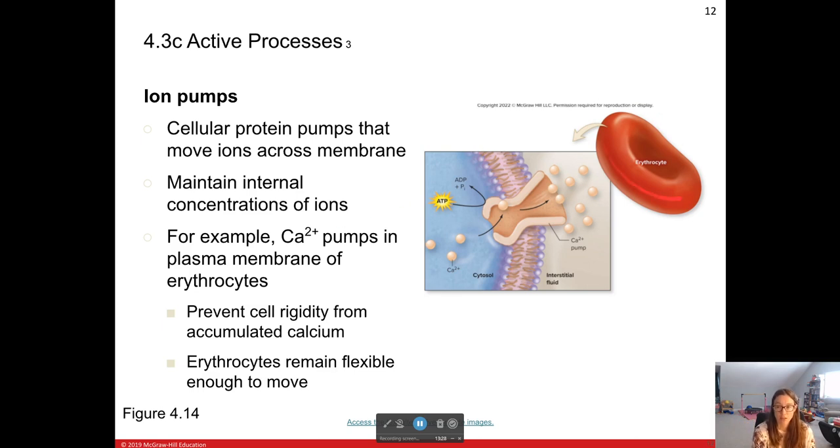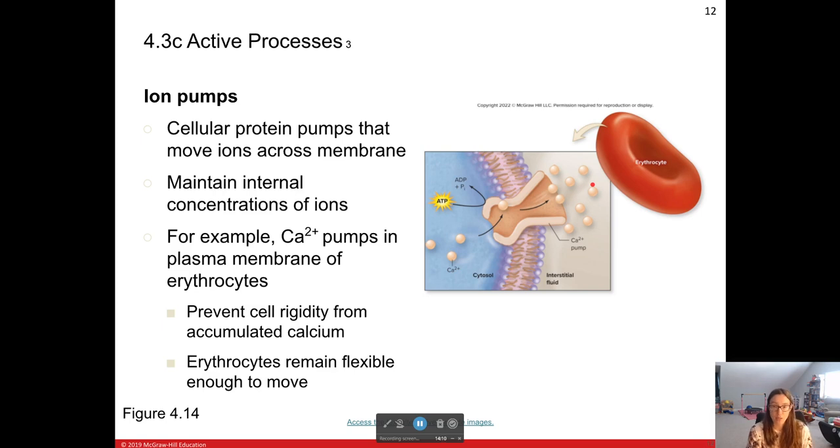For example, this is a red blood cell and this is a calcium pump. Calcium pumps in the plasma membrane of red blood cells, or erythrocytes, are going to prevent cell rigidity from accumulated calcium. So we're pumping calcium out of the cytosol. See how, here's the cytosol, the inside of the cell. When the ATP binds, that phosphate is going to bind here, and there's going to be a little calcium in here, and when it binds, it's going to cause this to change shape and spit the calcium out on the other side. So the energy from ATP is used to pump the calcium up its concentration gradient outside of the cell.